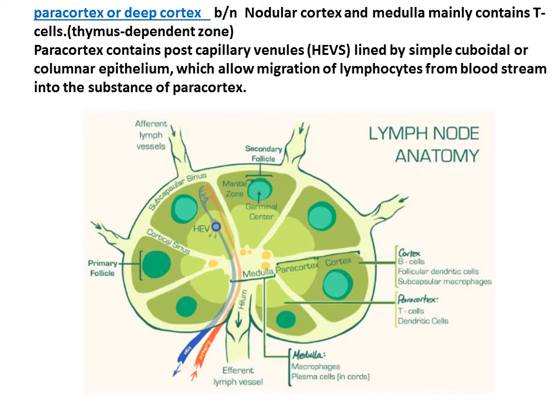In this diagram, you can see here the cortex and the paracortex. This is the paracortex, with T cells and dendritic cells, and in the cortex, which contains the B cells. And the artery comes into the hilum of the lymph node, and here the capillary, and then the venules, and the venule has the high endothelial cells. These are the post-capillary venules, which are lined by simple cuboidal and columnar epithelium. So this is the cortex, which mainly contains the B cells, and the paracortex, which contains the T lymphocytes.